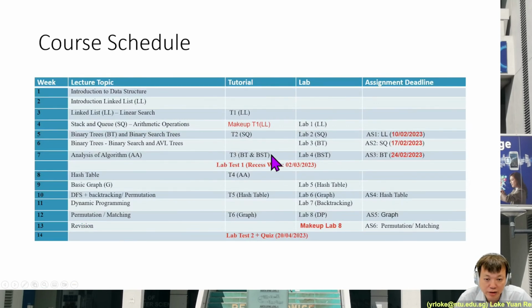Next week you have the lab test. Take notes. My part, this week, I will cover the analysis of algorithm. This week the tutorial is still about the binary tree and binary search tree provided by Dr. Owen, and lab 4. In lab 4, and then the assignment deadline, I think he may change the deadline. You just double check with his email.